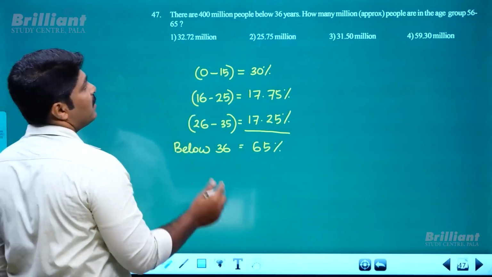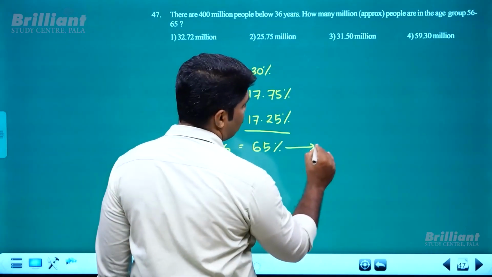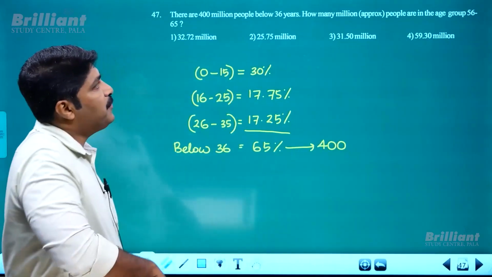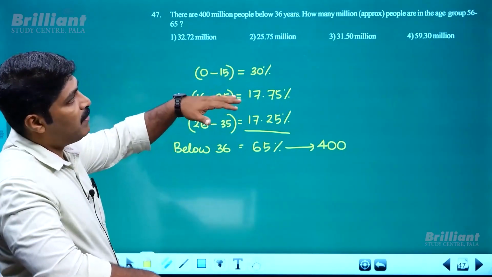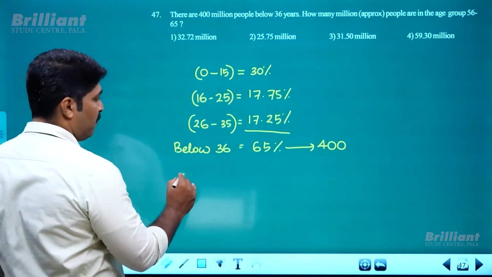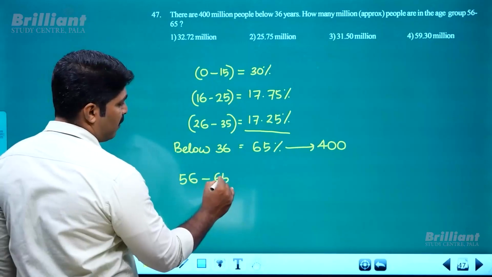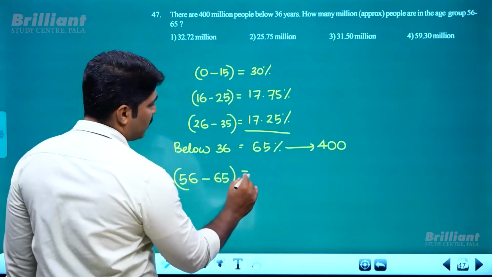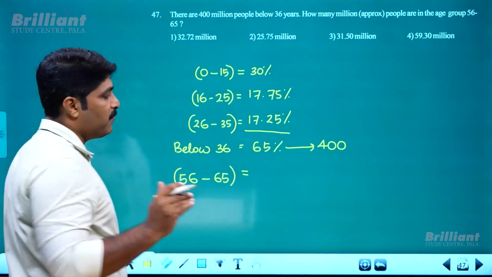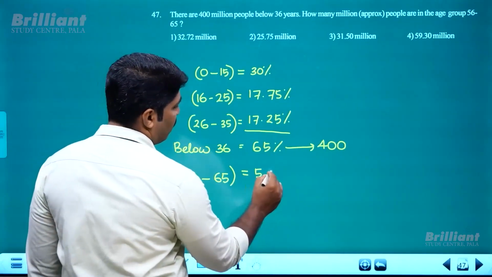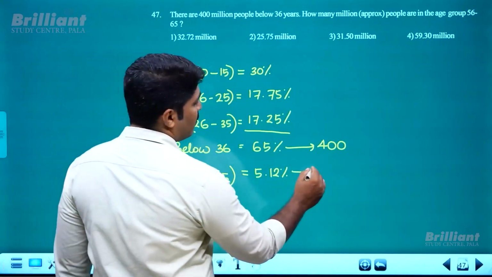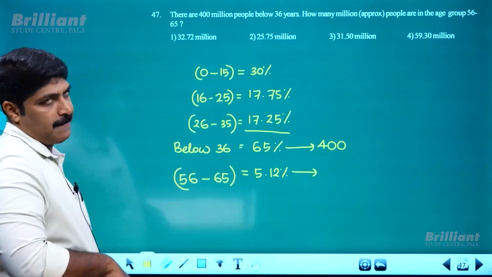It is given that there are 400 million people. Got it? We need to find out approximately how many of them are in the age group of 56 to 65. What's the percentage distribution here? What is 56 to 65? That is equal to 5.12% from the data. So we have to find out what this 5.12% is.